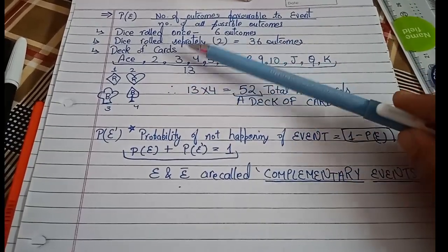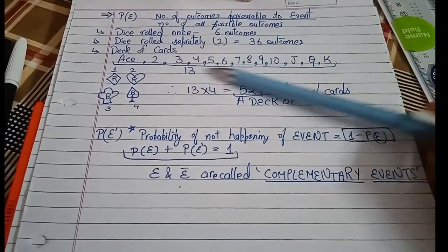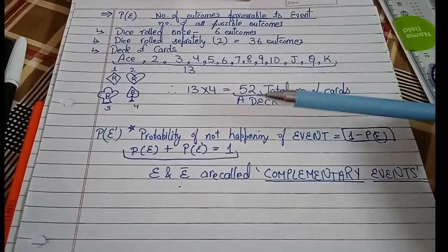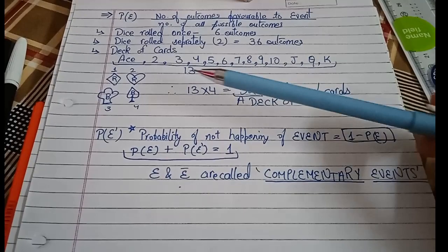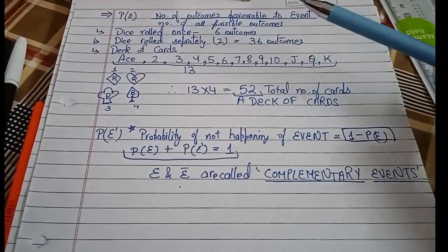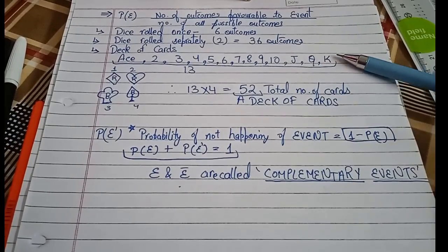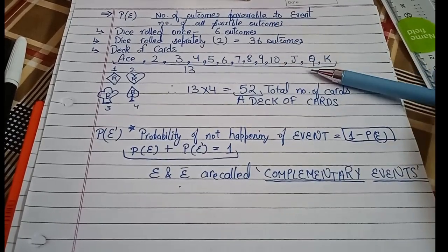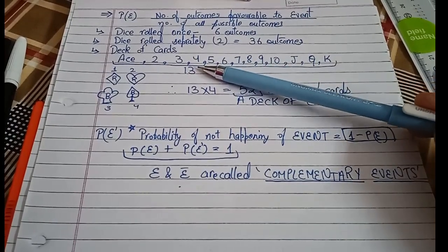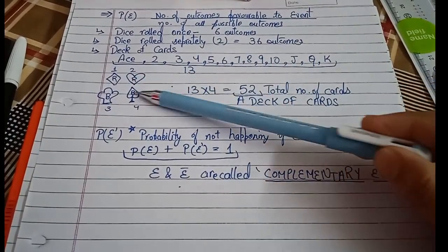Deck of cards. Many of us actually don't know how many cards there are and what they are. So here is a little about it. If you know it, you can just skip this part. So we have Ace, 2, 3, 4, 5, 6, 7, 8, 9, 10. Then these 3 are known as face cards, that is Jack, Queen and King. Total there are 13 types of outcome, and here also it is of 4 types.